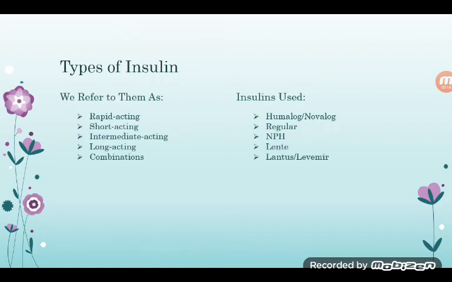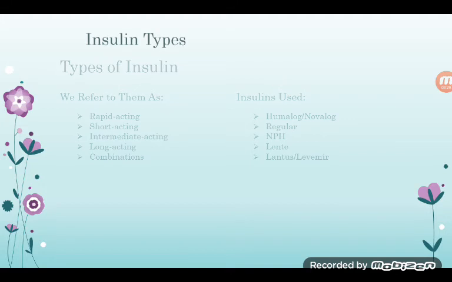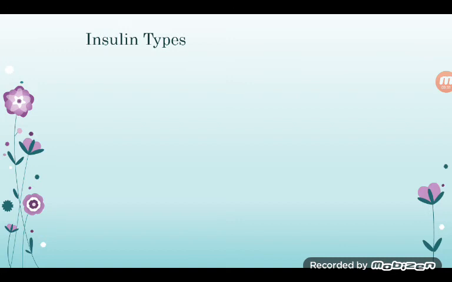There are different types of insulin. We refer to them as rapid-acting, like Humalog and Novolog, short-acting, like regular, intermediate-acting, like NPH, and long-acting, like Lantus or Levemir. Insulin types. This is where you're going to go through these in class, but I'm going to reiterate them here.